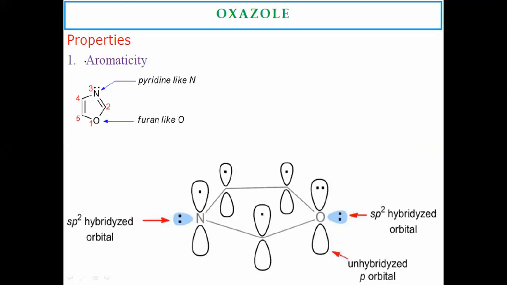Here this oxygen in oxazole has furan-like characteristics, where furan is a 5 membered oxygen containing heterocyclic moiety, whereas this nitrogen has pyridine-like characteristics, a 6 membered nitrogen containing heterocyclic ring. That type of nitrogen present in oxazole has unshared electrons on it. If any substitution is required, then this unshared electron pair on nitrogen is involved.